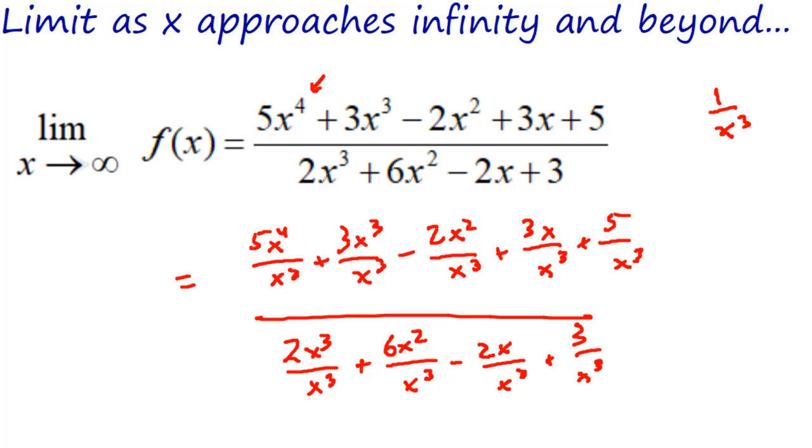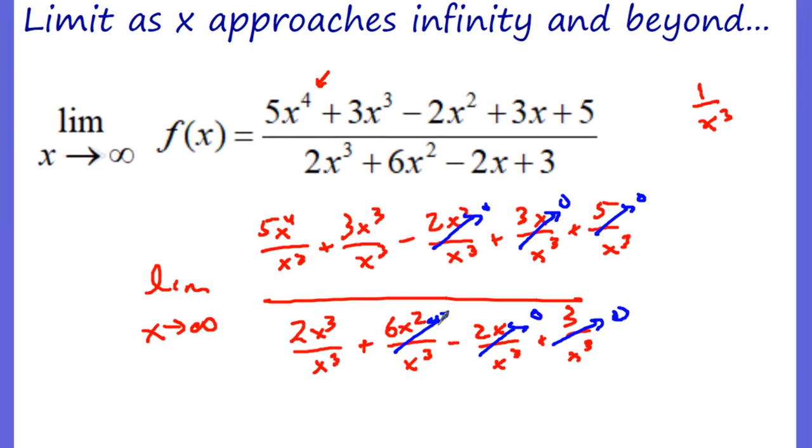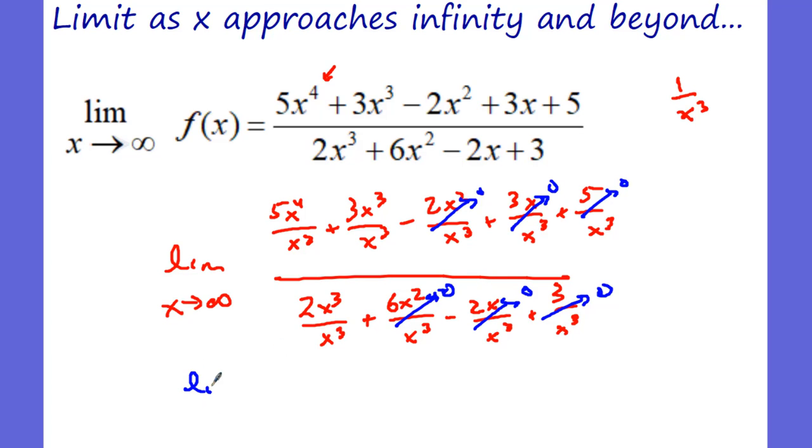Now remember, what are we doing here? We're taking the limit as x approaches infinity, which means anything with these denominators is going to equal 0, right? Because as the denominator gets bigger and bigger, this all becomes 0. So this guy is 0, this guy is 0, and this guy is 0. And what are we left with? We're left with the limit as x approaches infinity of 5x, because we had 5x to the fourth over x to the third, plus 3 over 2.